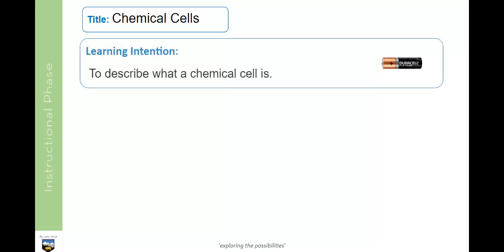Okay, so we are looking at chemical cells today. So remember, this topic is all about energy changes. So we're going to look at the energy change in a chemical cell. We use the word battery for the word cells in everyday life. So you need to describe what a chemical cell is.